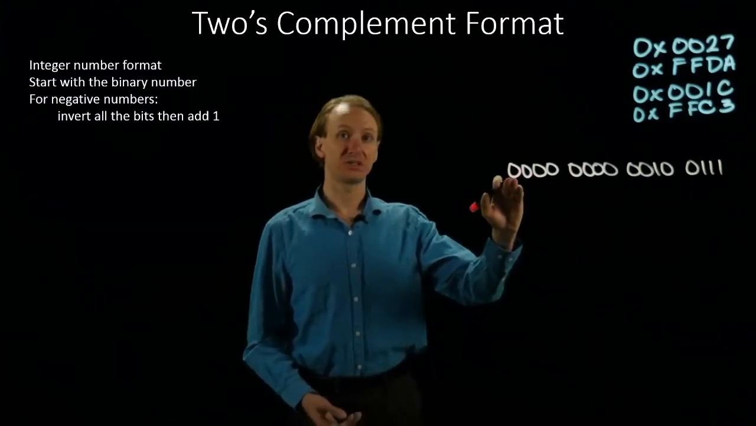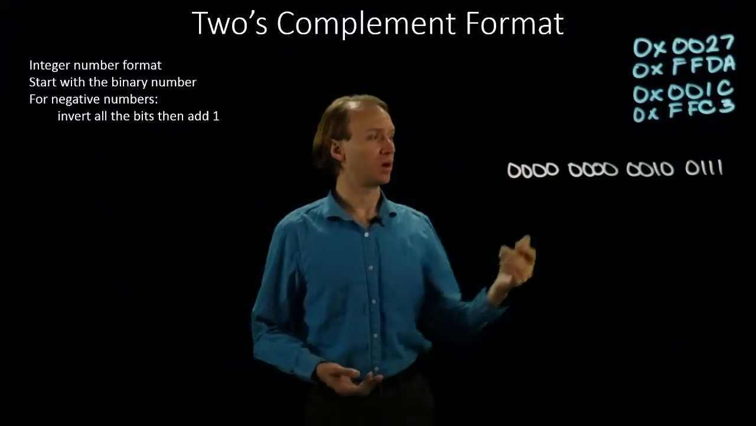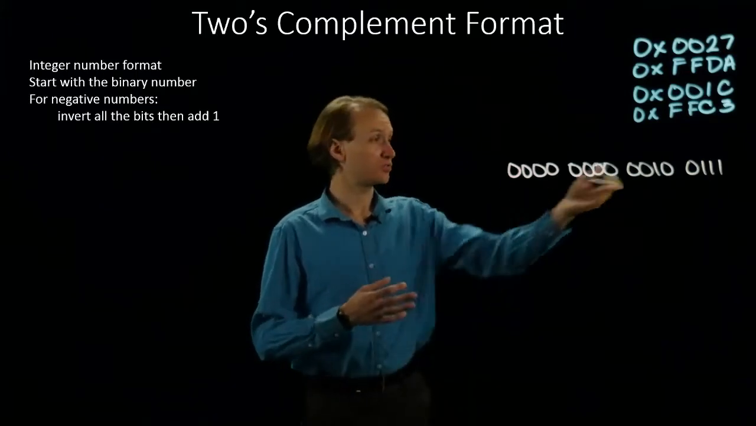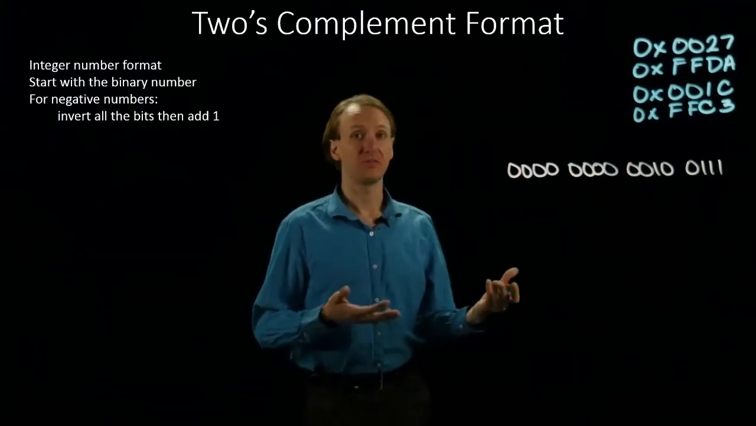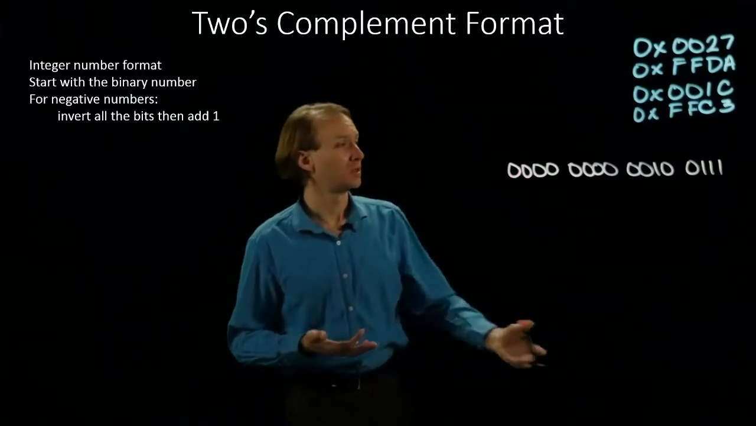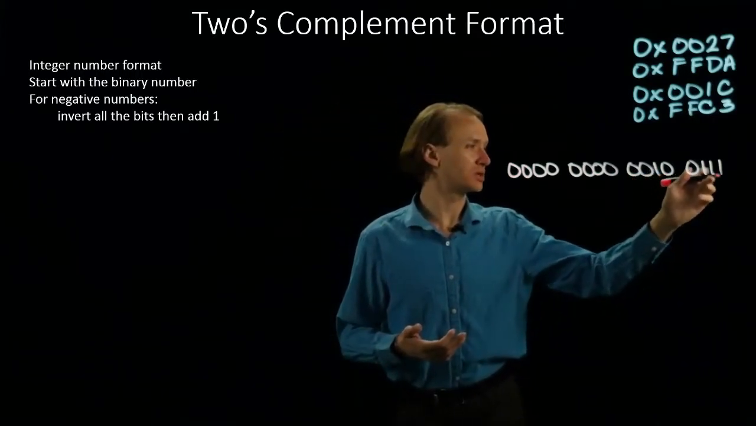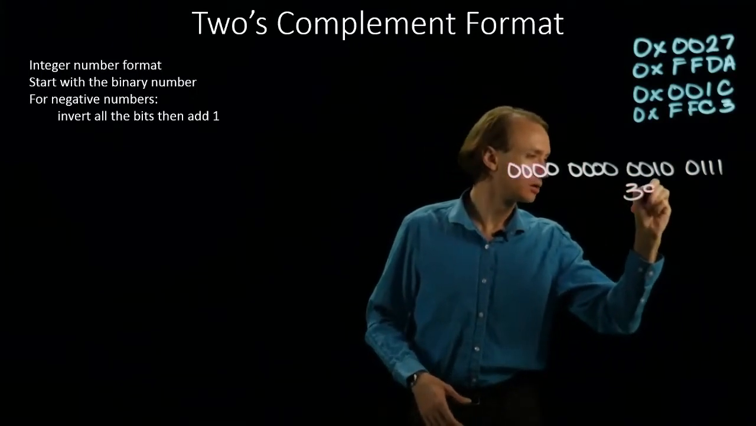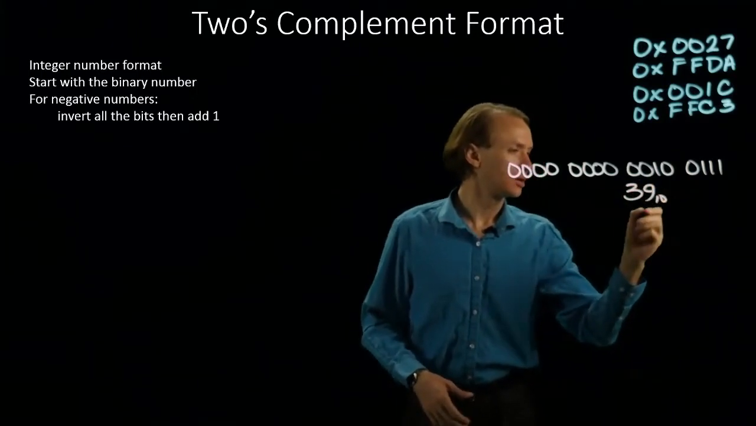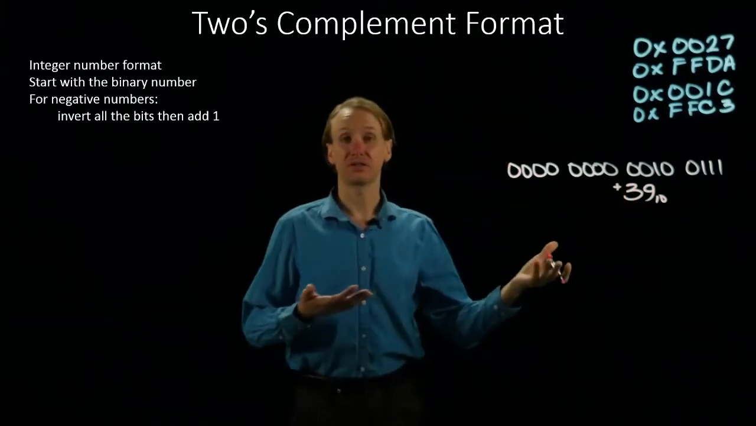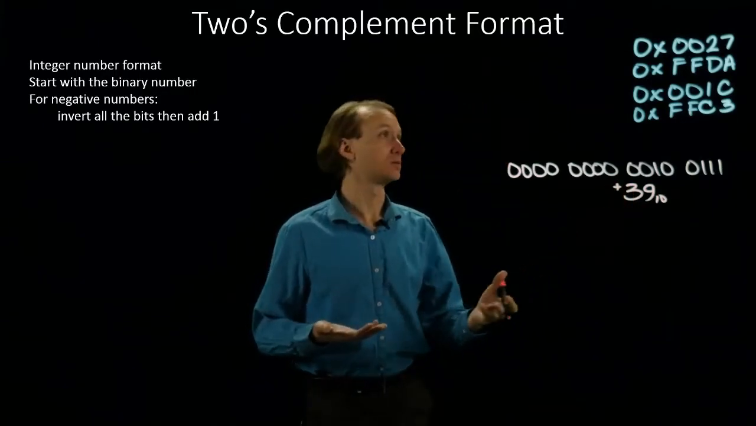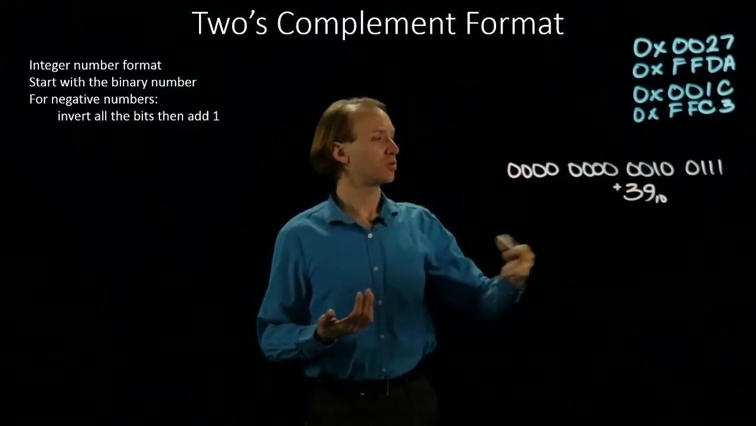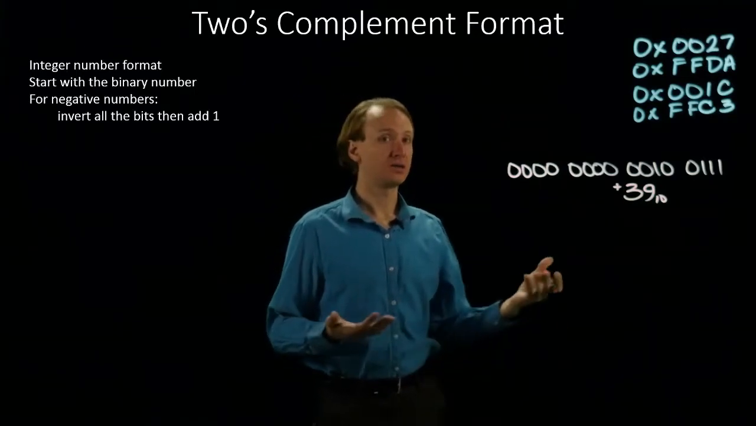Since the first bit is a 0, that means that this is a positive number. So I can just read off the bits, and that will be the magnitude of my number. In this case, I have a 32 plus 7 gives me 39. And that is the value of my number in 2's complement. 27 corresponds to 39 in decimal.